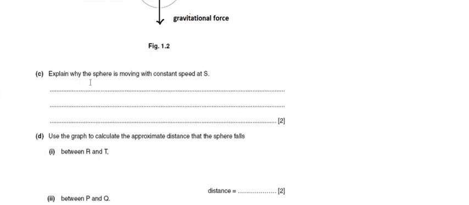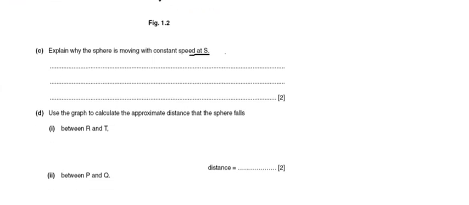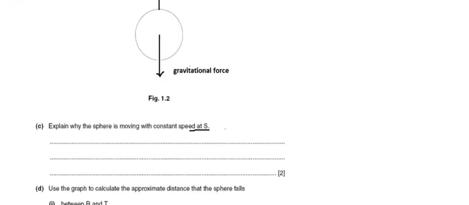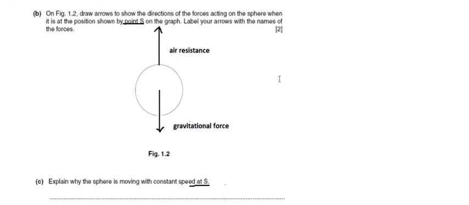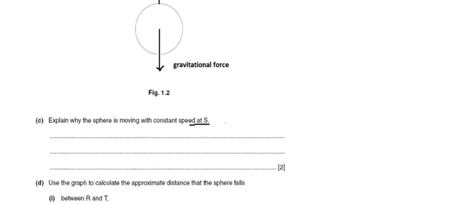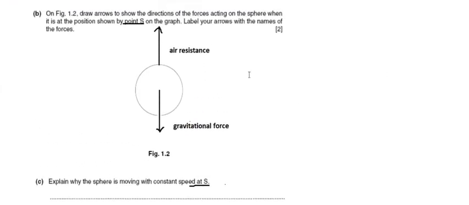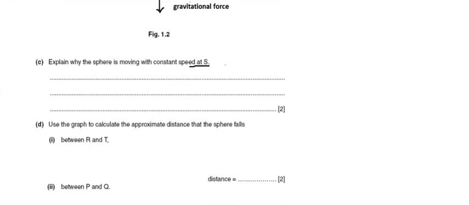Now explain why the sphere is moving with the constant speed at particular point. So what is happening basically over here, as the object is moving down, the gravitational force is initially greater than the air resistance, but as it moves down, the air resistance increases continuously, and at particular point, that is nothing but point S, the gravitational force and air resistance are equal and opposite.